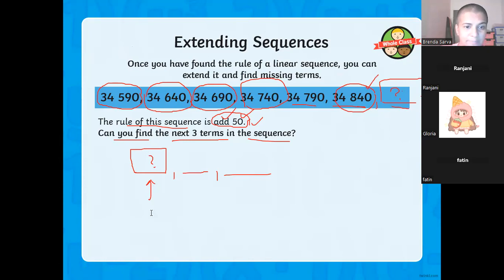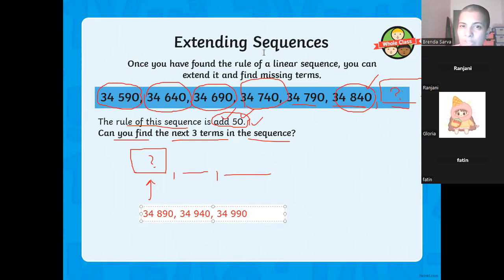I'm going to put it in text now. So first is 34,890. Go on, girls. The next number in the sequence after that would be? Very good. All of you got it. 34,940. Good. One more term, the last one. 34,990. Got it? Do you understand?